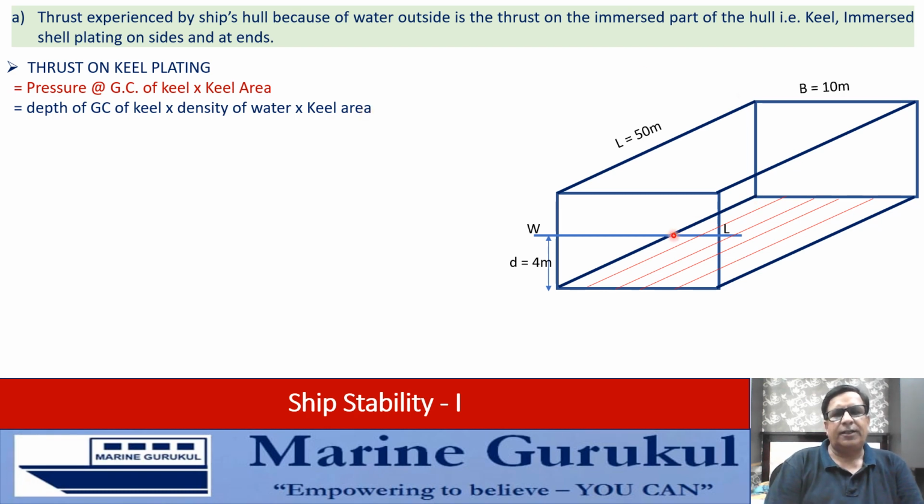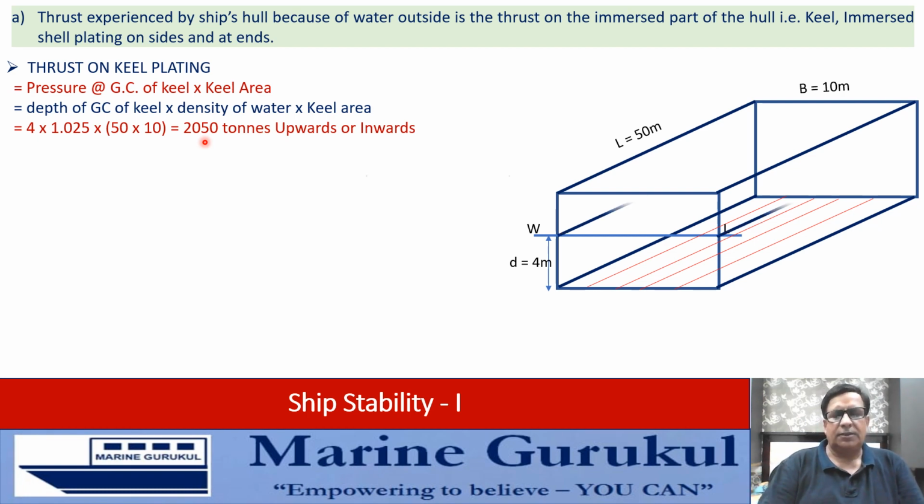This keel is rectangular in shape. Its geometric center shall be at the intersection of diagonals. The depth of the GC shall be equal to the draft. So we put the values here. Depth of the GC is 4 meters multiplied by density of seawater, which is exerting the pressure, multiplied by the area of the keel, that is 50 meters long, 10 meters wide, and that gives us thrust on the keel as 2050 tons acting upwards, or you can say inwards.